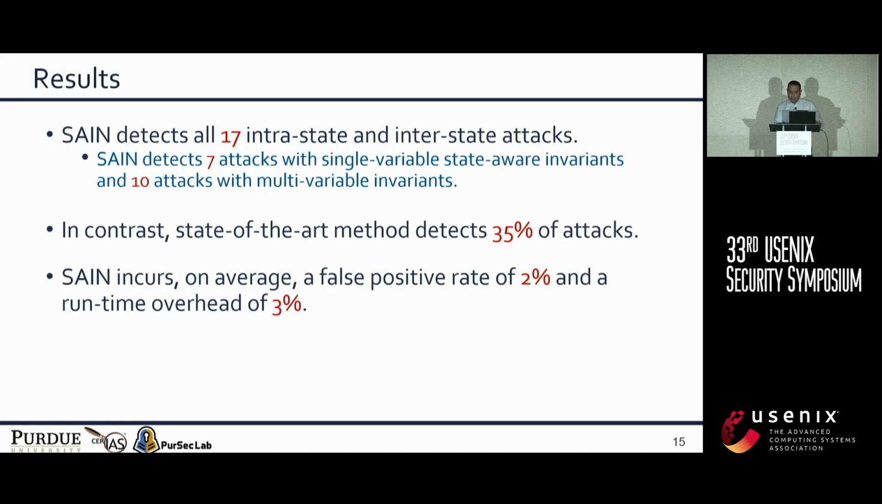So in terms of results, SAIN leverages state-aware invariants with tight bounds to detect and mitigate all 17 attacks. SAIN detects 7 attacks with just single variable invariants, and 10 attacks with multiple variable invariants. In contrast, the state-of-the-art methods detect 35% of those attacks. We observe that the state-of-the-art methods prevent only those attacks where the invariants derived from the system-level data traces are violated. Moreover, SAIN protects the plants on average with a false positive rate of 2% and a runtime overhead of 3%.